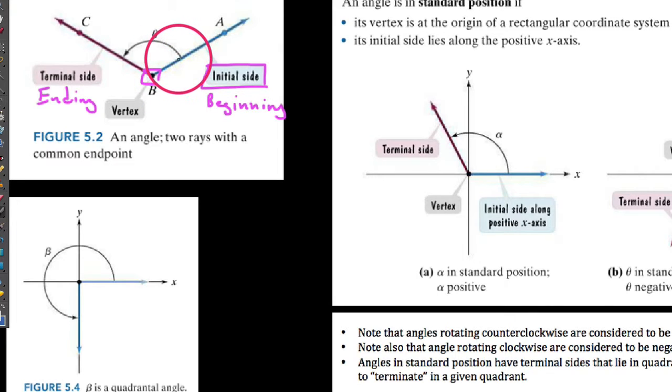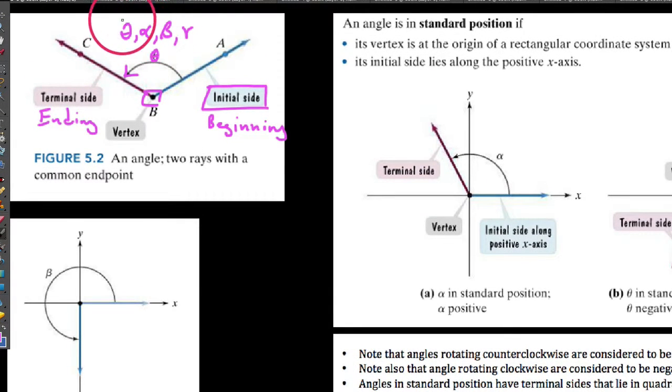One thing I want to point out here is that you can tell the initial from the terminal side because we always have a from and to arrow that points to where we started and where we rotated to. So we rotated in this direction, and you'll notice that we're using a Greek letter here, and the Greek letter is theta. We often use Greek letters like theta, alpha, beta, and gamma. Greek letters indicate angles.